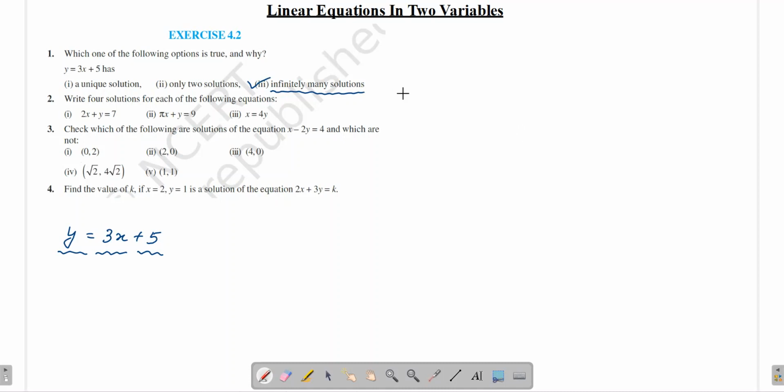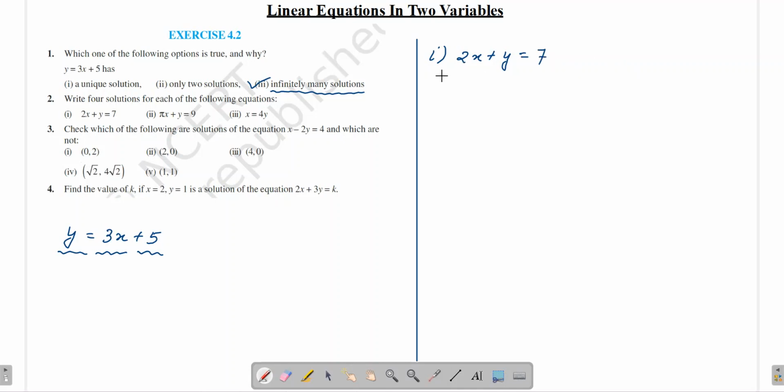I hope this is clear to you all. Next, question number 2. In question number 2, it says write 4 solutions for each of the following equations. I'll just do one question for your understanding, though we have done it as an example in the previous lecture also. Today also I am repeating it again. 2x plus y equals 7.